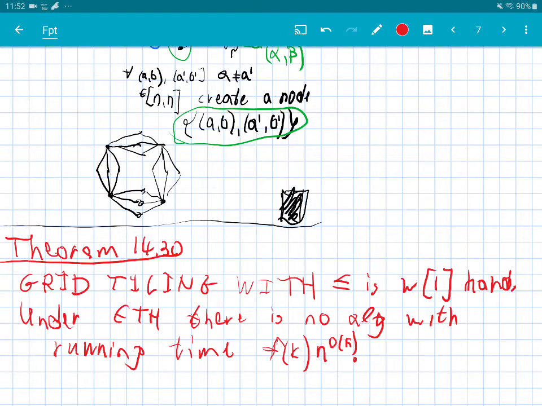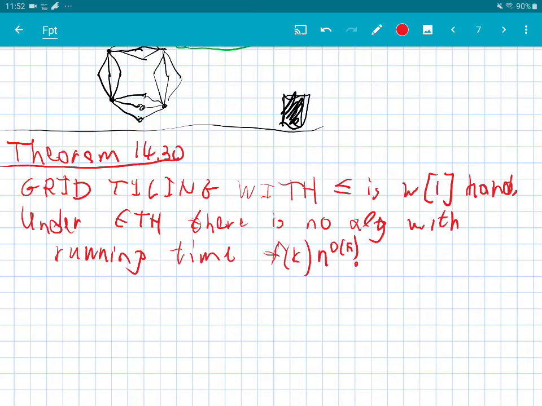Okay, the next problem we want to look at is back to grid tiling. But now this is grid tiling with smaller equal. Here what we require is that the labels in every column are not necessarily equal, but they have to be monotonically non-decreasing in the first coordinate, and monotonically non-decreasing in the second coordinate in the grid.